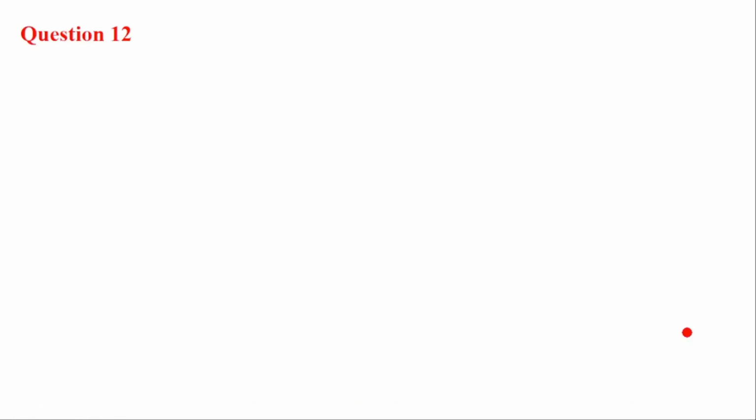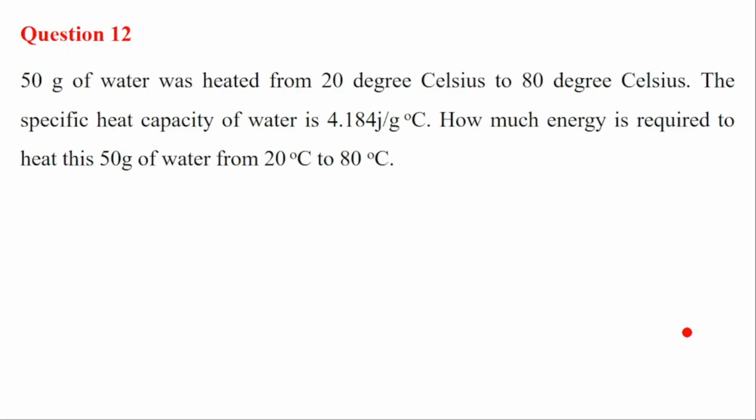Let's go to question 12. What is this saying? Question 12 says we have 50 grams of water heated from 20 degrees Celsius to 80 degrees Celsius. The specific heat capacity of water is given as 4.184 joule per gram degree Celsius. How much energy is required to heat these 50 grams of water from 20 degrees Celsius to 80 degrees Celsius?